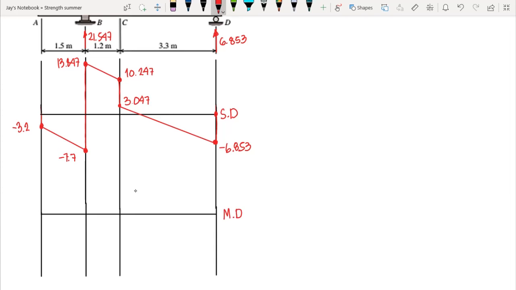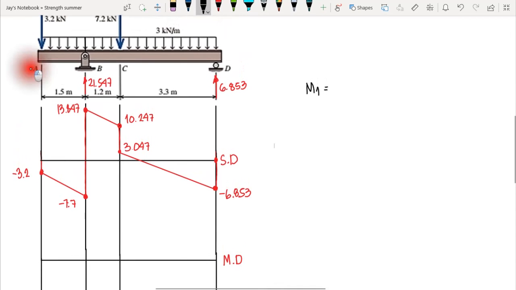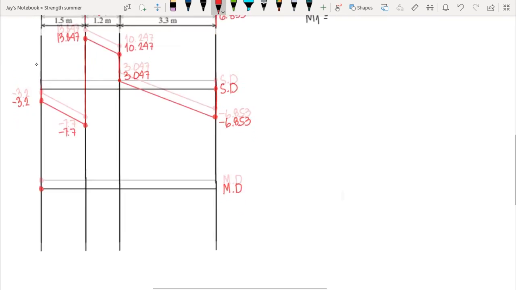So our moment diagram here will be based on the area of our shear diagram. Okay, so let's start at the leftmost point, and that is A. Let's say that's our moment 1 at A. Since we have a free end at point A, we have 0 moment. So we start at 0 at point A.